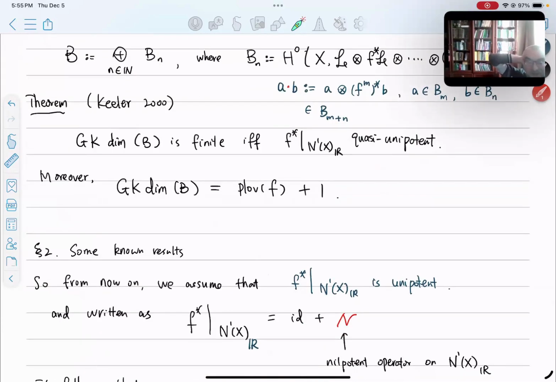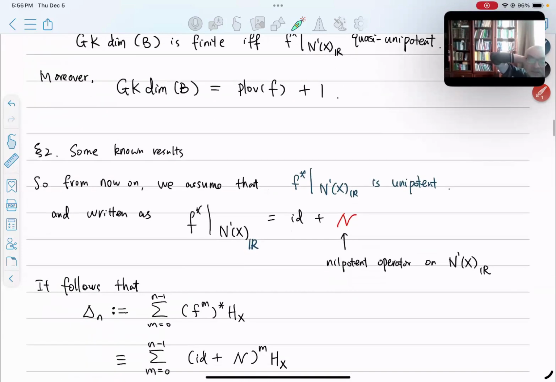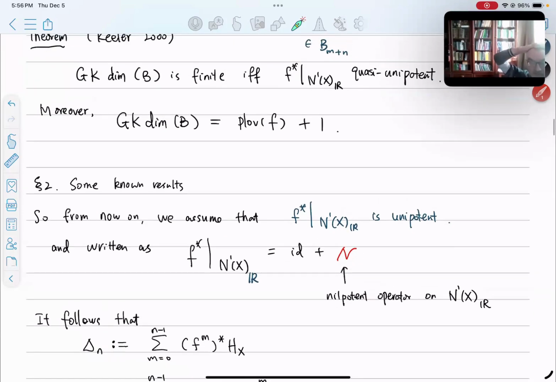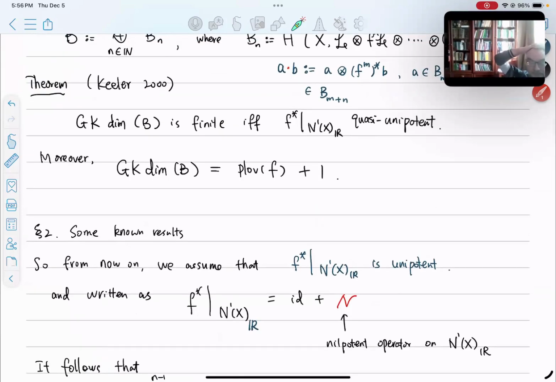So Keeler also proved that the difference of the two invariants is just one. This is why I said they are equivalent. So you don't need to distinguish the two invariants. They are almost the same. Anyway, moreover, he also gave some control for this GK dimension.